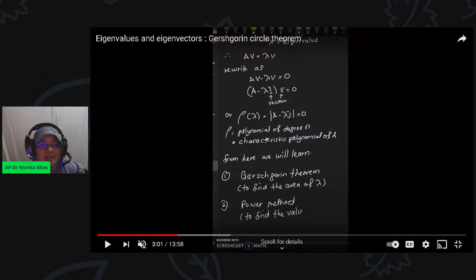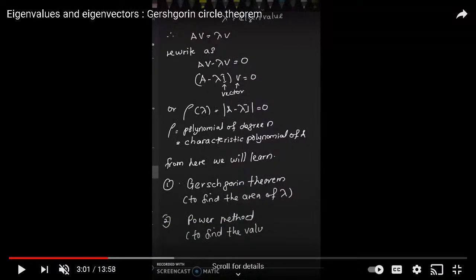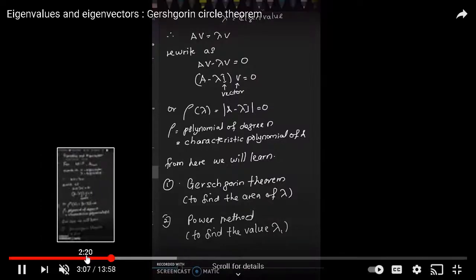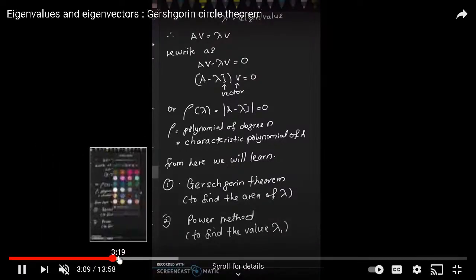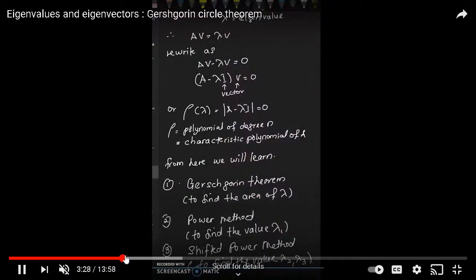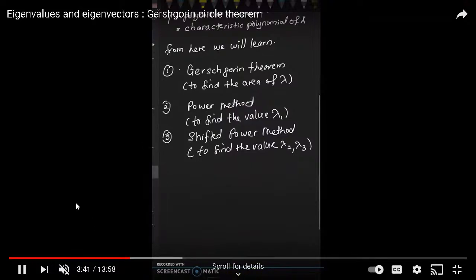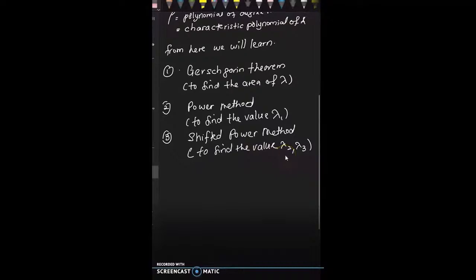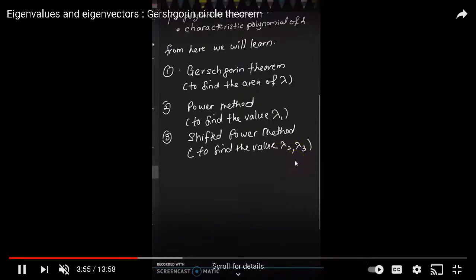So now let's focus on the power method. What is a power method? There are 3 steps to find lambda. Lambda 1 is an eigenvalue found by using the power method. And then to get the minimum lambda, which is lambda 3, we use the shifted power method. And then to get lambda 2, we have a formula to find the lambda between lambda 1 and lambda 3.